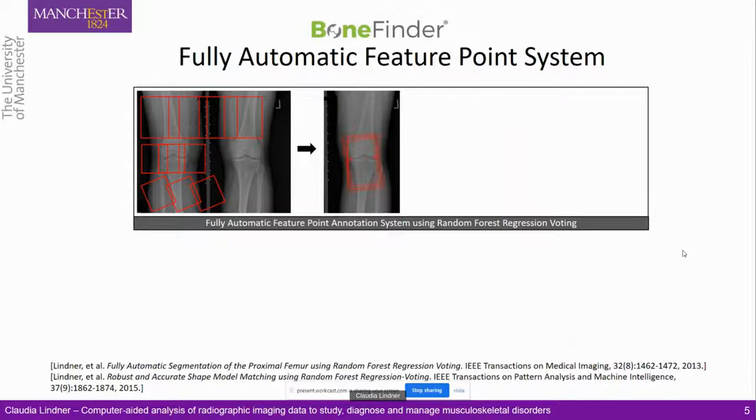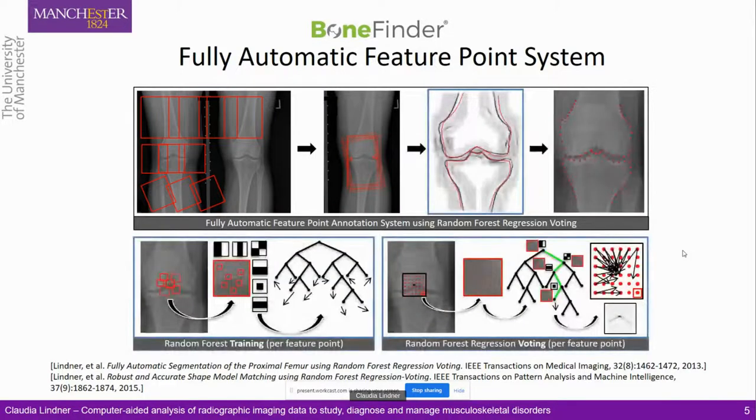Based on this, we then apply what we call the local search. Here we use random forest regression voting in a constrained local model framework. What that means is that each of our points has its own little model. Each point learns what the area around that point looks like, so that when we apply the system to a new unseen image, those little models make predictions on where they think those points should be placed. Then we combine these predictions with some learned shape information from the training data. So this is really just the approach in a nutshell.